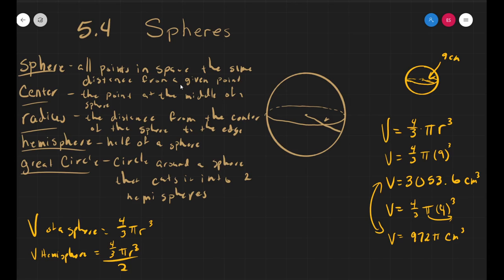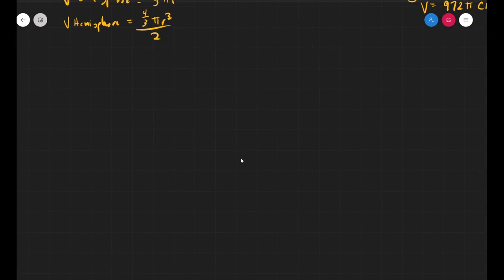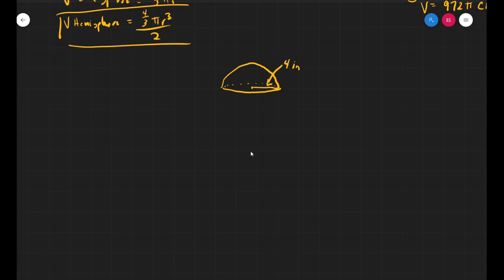All right, so let's give you one to practice on your own. Now let's talk about a hemisphere. I want you to find the volume of a hemisphere that has a radius of 4 inches. Remember that your volume for your hemisphere is this formula right here, 4/3 pi times your radius cubed, divided by 2. So go ahead, pause the video, and see if you can come up with this volume on your own.